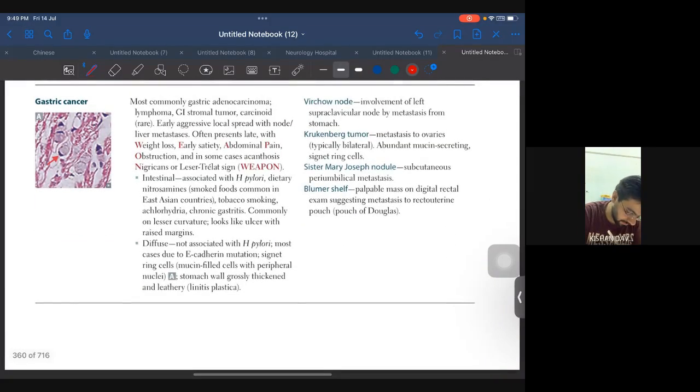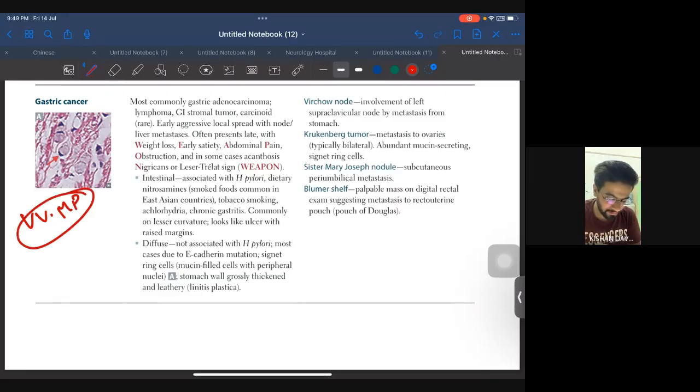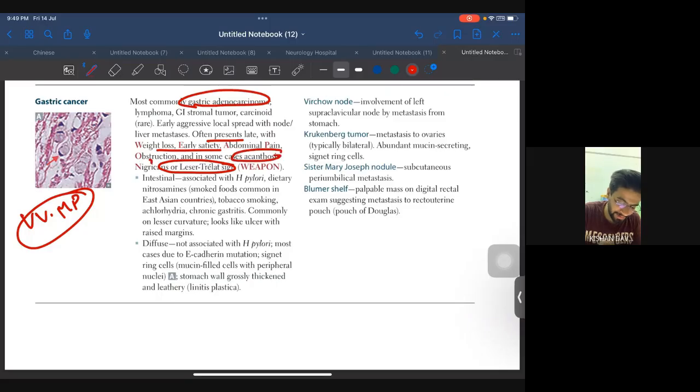Coming to gastric cancer, very important part of stomach. Here, the most common is gastric adenocarcinoma. Now, these are the symptoms. Okay, symptoms to easy identify करना है. But coming here is Leser-Trélat sign. Acanthosis nigricans or Leser-Trélat sign.